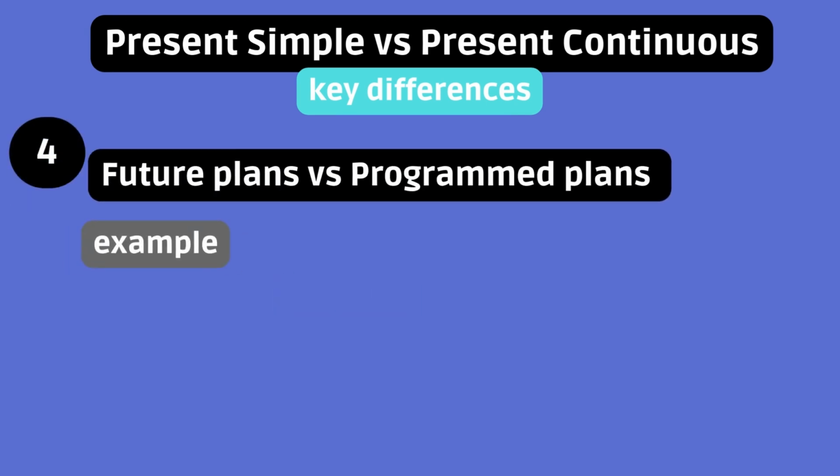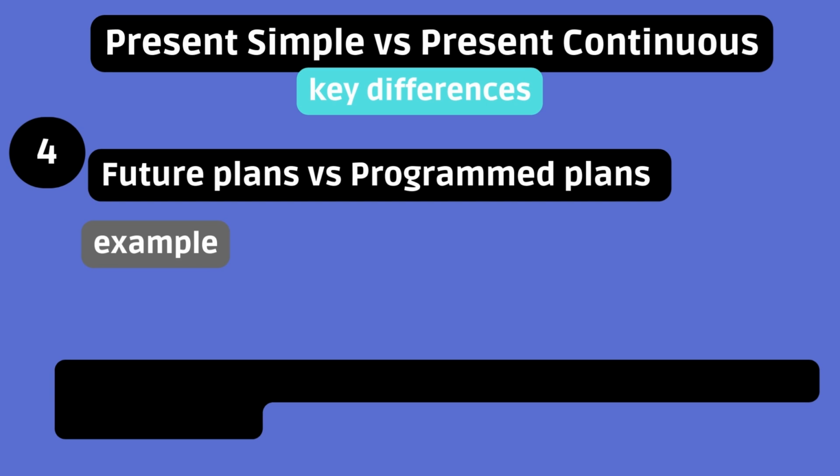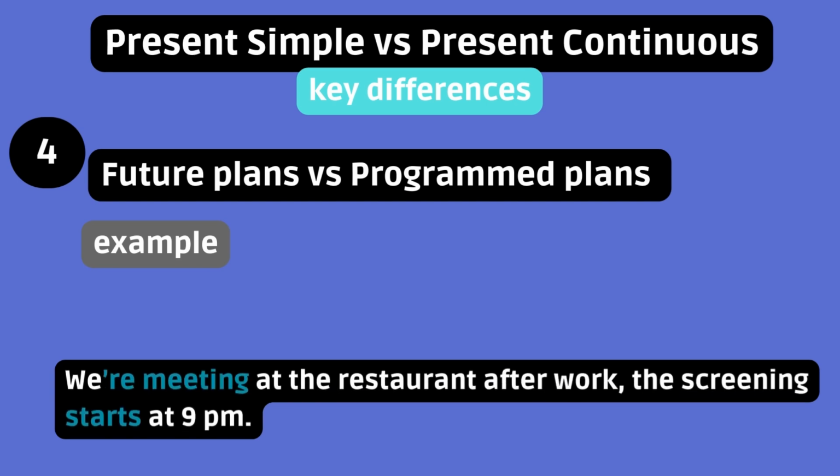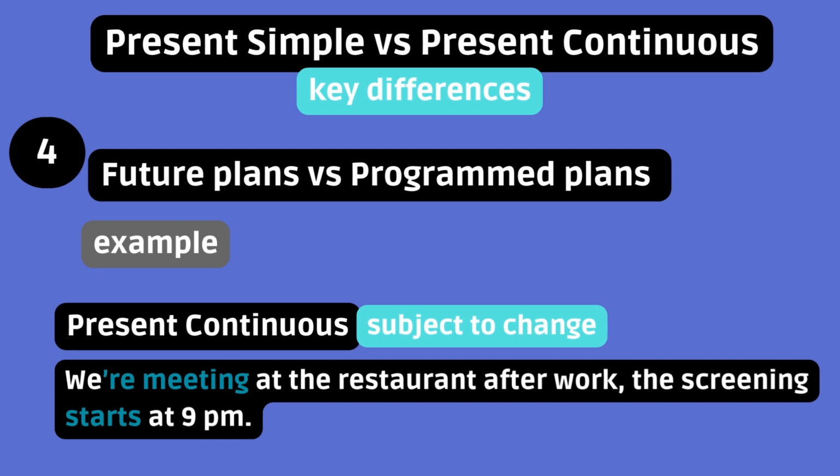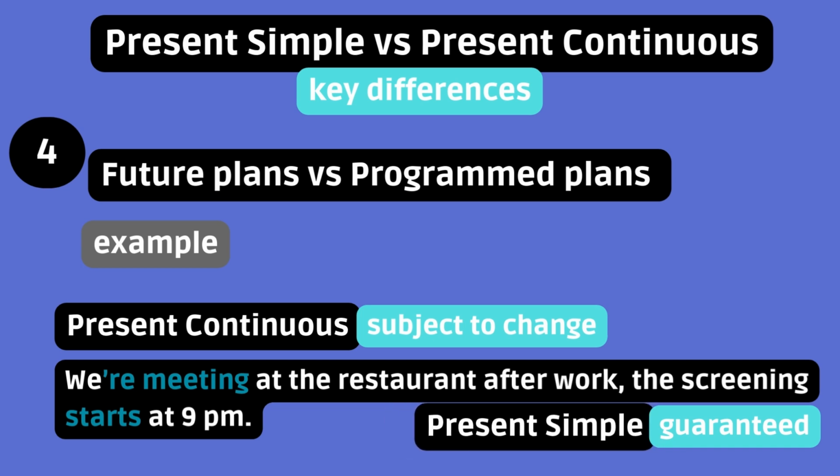Future plans versus programmed plans. We're meeting at the restaurant after work. The screening starts at 9 p.m. Here, both actions actually focus on the future, but one is a plan between friends, we're meeting, and is subject to change, so present continuous, since the planning phase isn't over. Whereas the second one, the screening starts, is programmed and guaranteed to take place. So present simple, because it focuses on the regularity of the event.